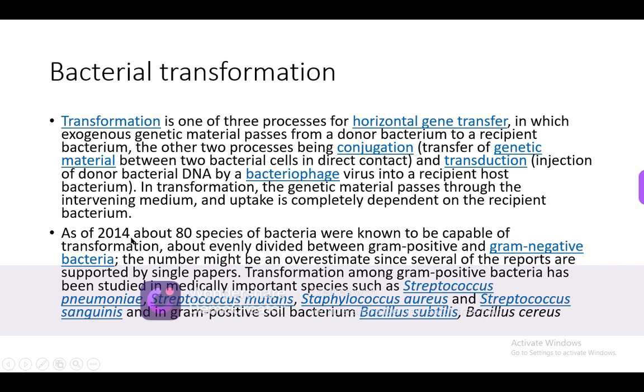As of 2014, about 80 species of bacteria were known to be capable of transformation, about evenly divided between gram-positive and gram-negative bacteria. The number might be overestimated since several are reported by single papers. Transformation among gram-positive bacteria has been studied in medically important species such as Streptococcus pneumoniae, Streptococcus mutans, Staphylococcus aureus and Streptococcus sanguinis, and in gram-positive soil bacteria like Bacillus subtilis and Bacillus cereus.